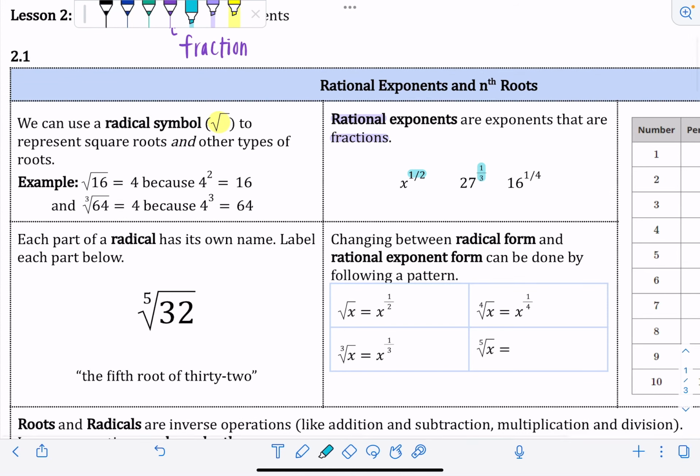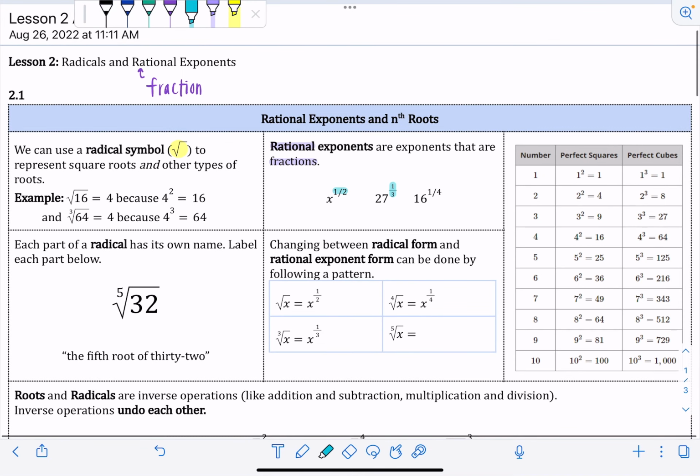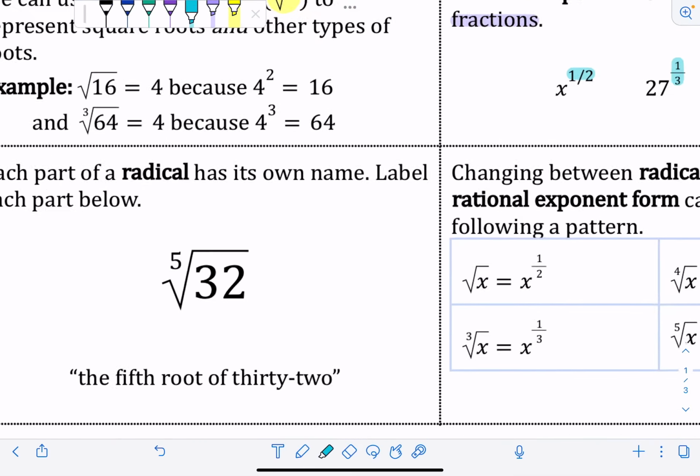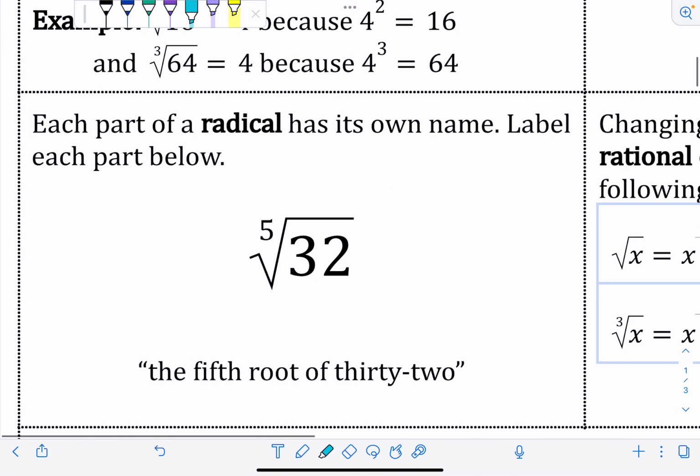Okay, moving down to the next box on the left, we're going to go back to these perfect squares and perfect cubes on the far right in a second. So each part of a radical has its own name. We're going to label each part on this fifth root of 32 problem. Okay, so the first one, of course, is the radical. So it looks like this. It's that check mark symbol. So this is called a radical.